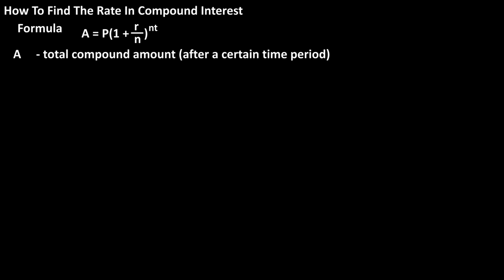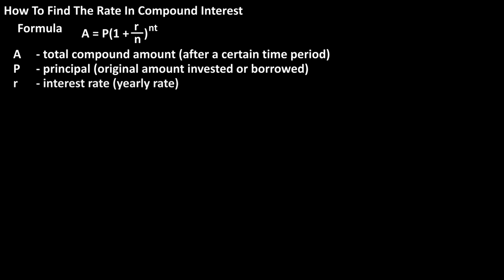The formula for calculating compound interest is A equals P times the quantity 1 plus R divided by N, raised to the N times T. In this formula, A represents the total compound amount after a certain period of time. P represents the principal, or the original amount invested or borrowed.